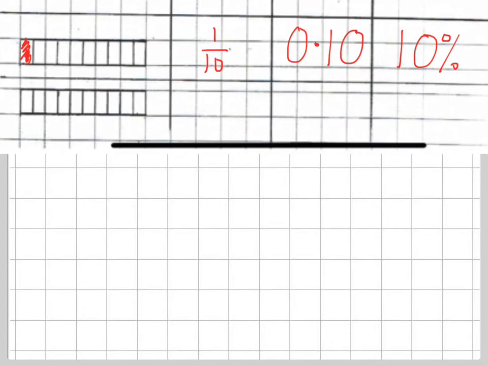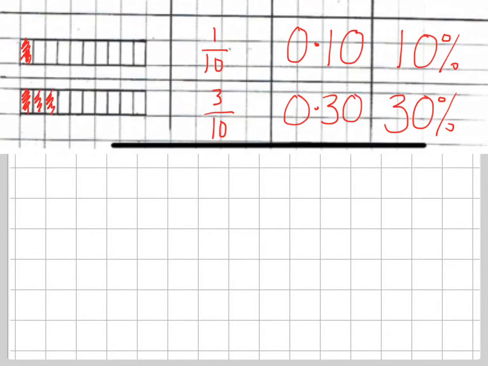We could do 2/10, 3/10, 4/10, and so on, but that would take all day. So I'm just going to pick a random one just to show how the pattern develops. Let's colour in 3 to give us 3/10 altogether. That would be 3 times as big, so it's 30%, or 0.3 or 0.30.